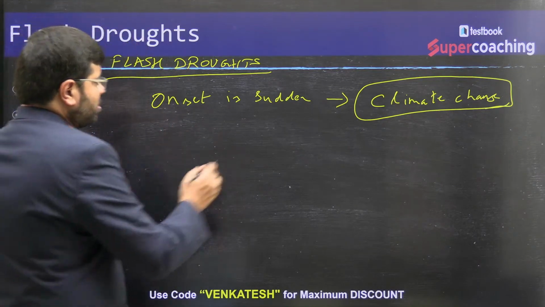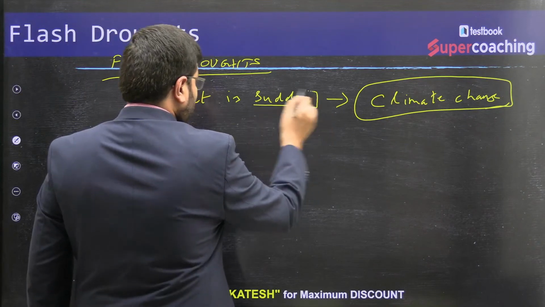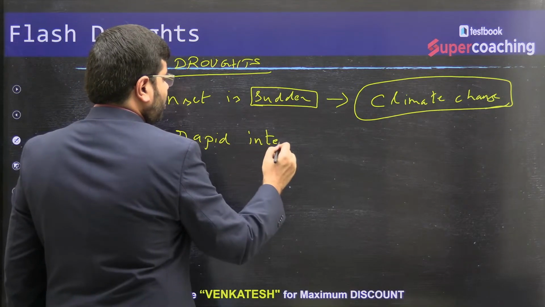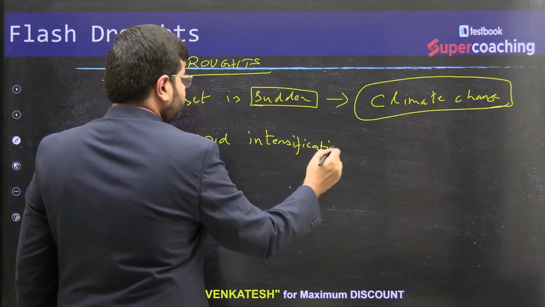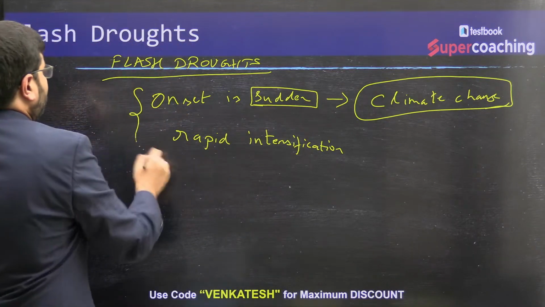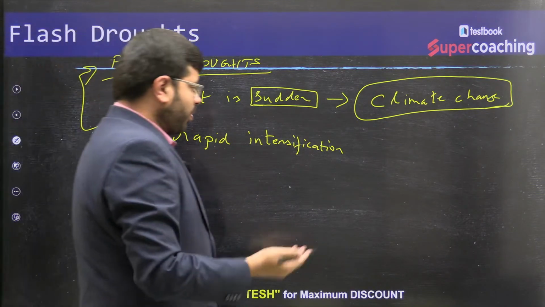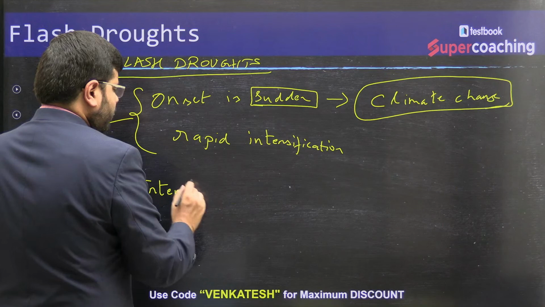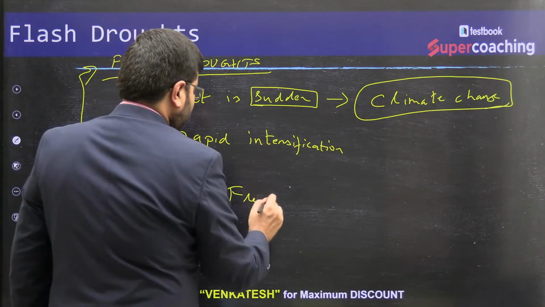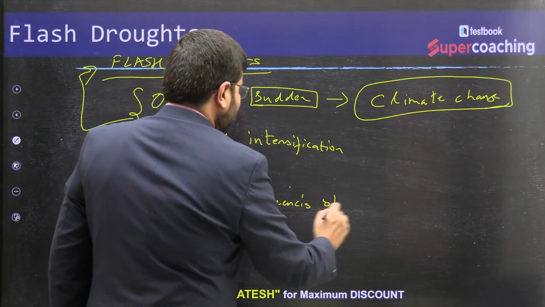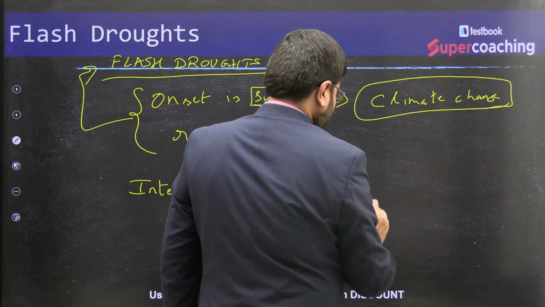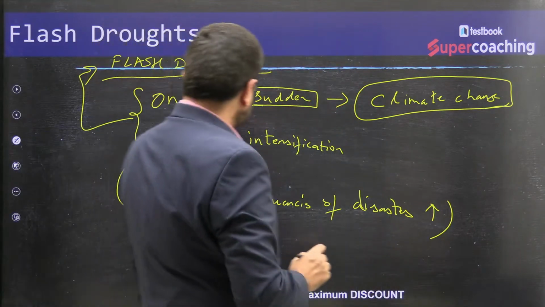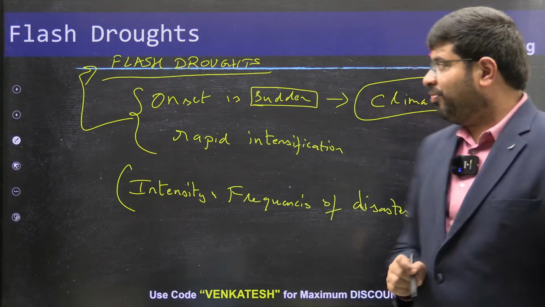Usually the onset is not slow, the onset is sudden, with rapid intensification. The drought is rapidly intensifying, because of which we are calling this a flash drought. It's a product of climate change. What is climate change? We all know this. The impact of climate change is that the intensities and frequencies of disasters would increase. So you have seen that the onset is sudden, there is a rapid intensification of flash droughts.